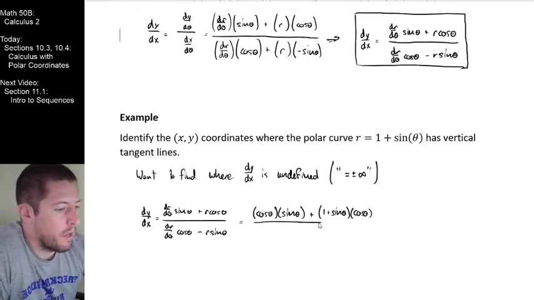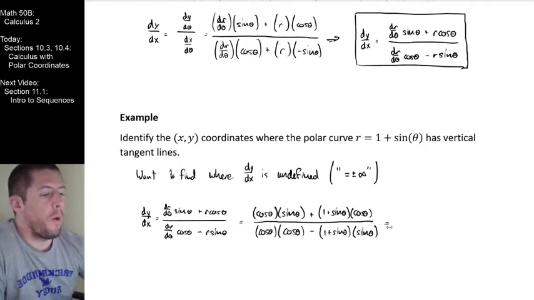All divided by, and now we do it again. The derivative of r is going to be that cos theta times cos theta minus the entire r equation, 1 plus sine theta, times sine theta.